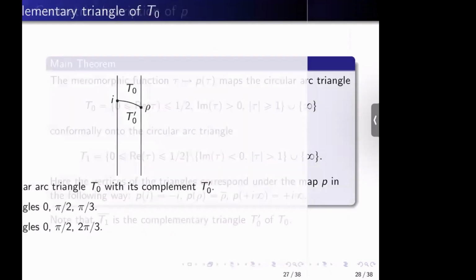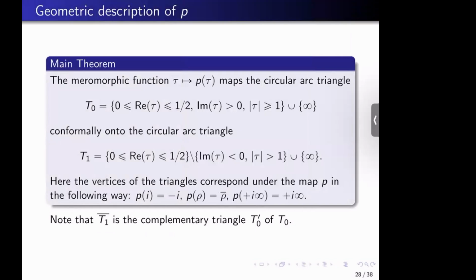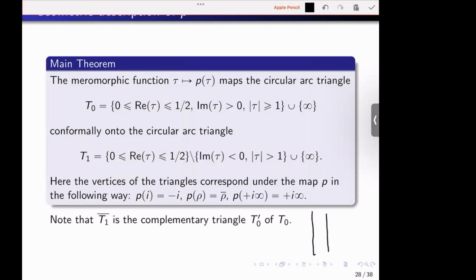And that's actually my main theorem. So it's formulated here. It looks a bit technical, but the way to think about this is really just in this geometric picture. My map P here, or rather the complex conjugate, is really a conformal map or anti-conformal map from this T naught onto its complementary triangle, so that these vertices are fixed. So this is what this here says in geometric terms.